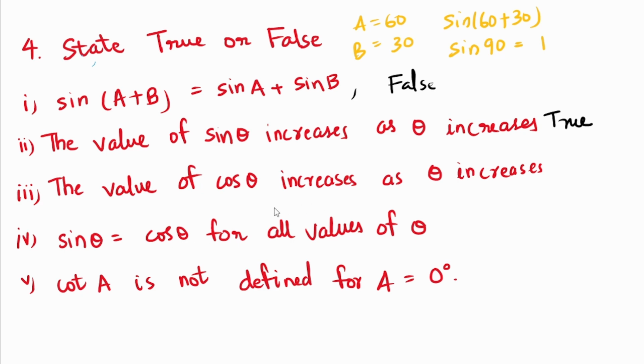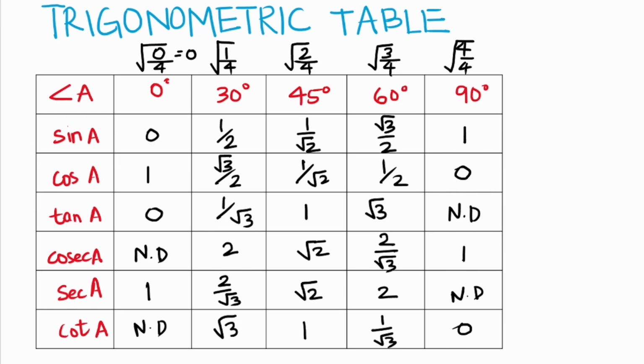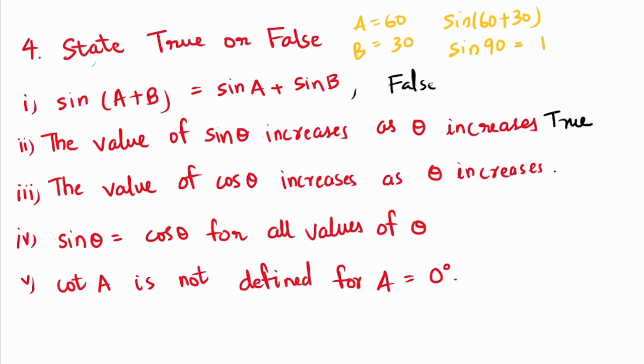And for cos, the statement is: the value of cos theta increases as theta increases. Let's check once again. For cos we have 1, then root 3 by 2, then 1 by root 2, 1 by 2, 0. It is decreasing, right? When theta's value is increasing from 0 to 30 to 45 to 60 to 90, cos value is decreasing. That is 1, root 3 by 2, 1 by root 2, 1 by 2, 0. Yes, it is decreasing, and that statement is incorrect. It says that it increases, right? It is false.